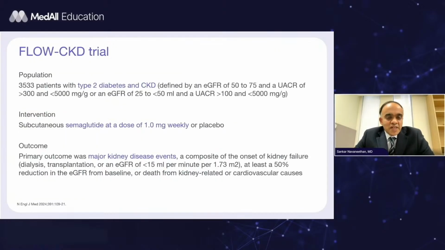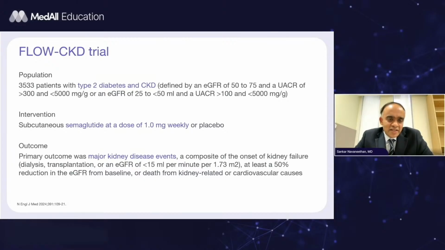This was more so confirmed in a large dedicated kidney disease trial called the FLOW trial. The trial enrolled about 3,500 patients with type 2 diabetes and CKD. Kidney disease was defined by an eGFR of 50 to 75 and a UACR of over 300 and less than 5 gram per gram, or an estimated GFR of 25 to 50 and a UACR over 100 milligram per gram to less than 5 gram per gram.